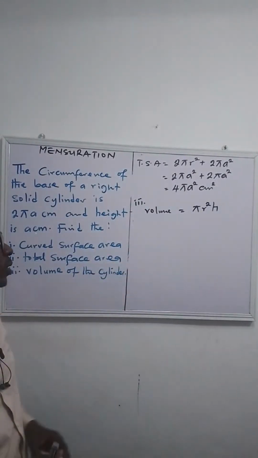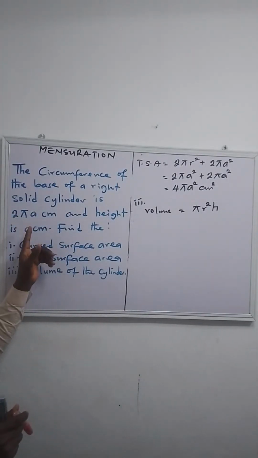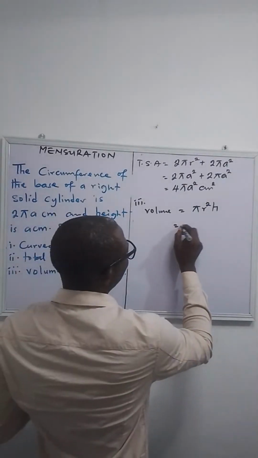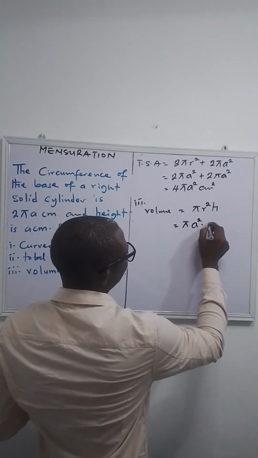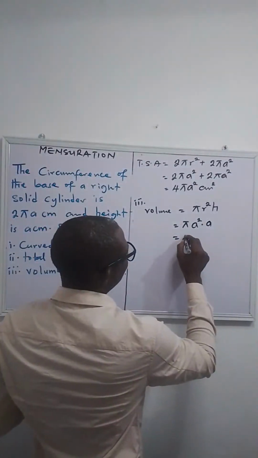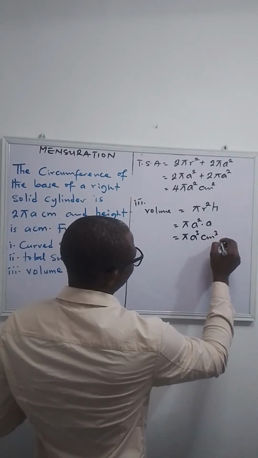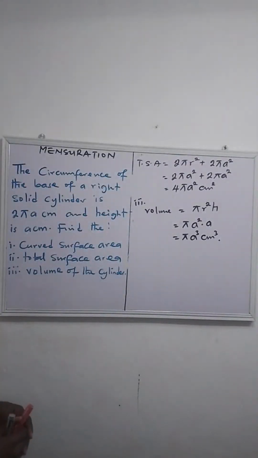All right. So now don't forget in the question we have h to be what? a. h is a and r is also a. So let's plug that in. So we have pi a squared times a. So our final answer is going to be what? Pi a cubed centimeter cubed. So this is going to be the answer to the problem. So that's the volume of this cylinder, okay?